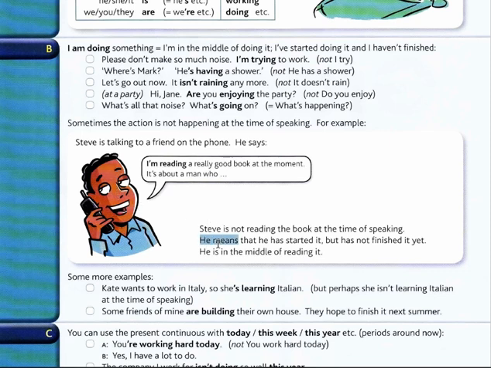But he means that he has started it, but has not finished yet. So maybe before this phone call, he was reading a book, but the phone call interrupted Steve's reading. So we can say that Steve has started reading the book, but at this time he just took a rest. So at the time of calling, he's not reading a book. He has started reading a book, but has not finished it yet. He is in the middle of reading the book.